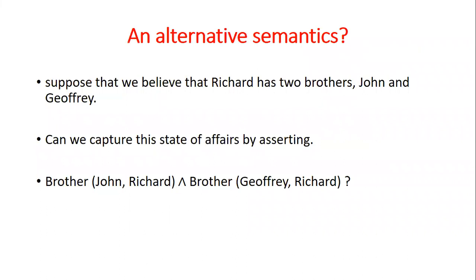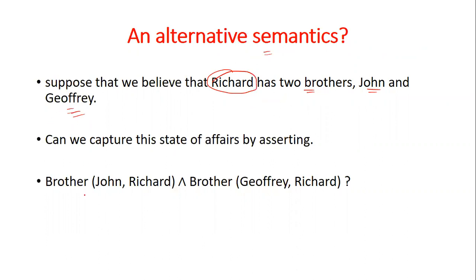Okay. So next we'll be discussing something called an alternative semantics, which is similar to the previous one, the equality we have discussed. Suppose we believe that Richard has two brothers, John and Geoffrey. So far in the example we have discussed that Richard and John are brothers. But now we are introducing one more brother for Richard. So Richard has two brothers. They are John and Geoffrey.